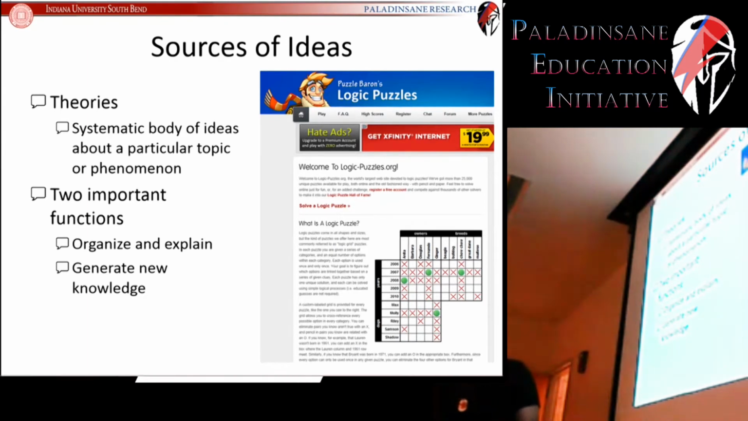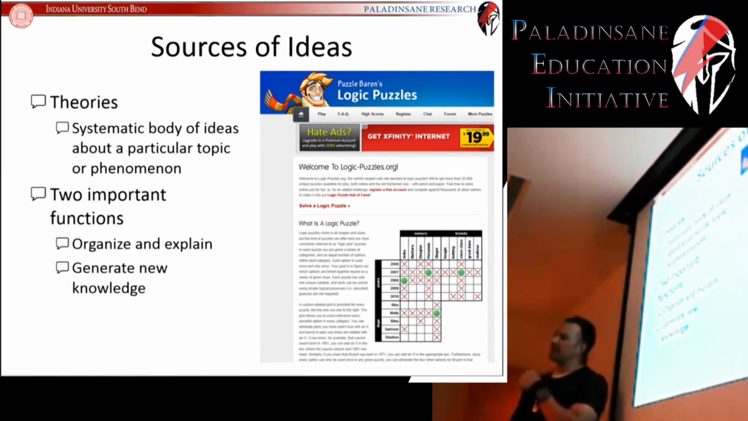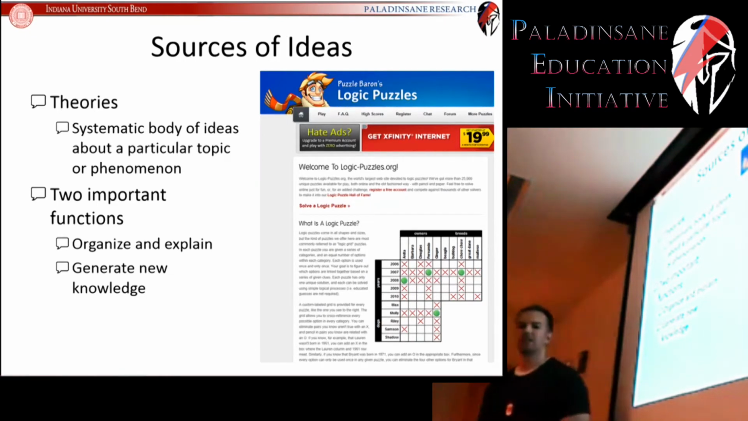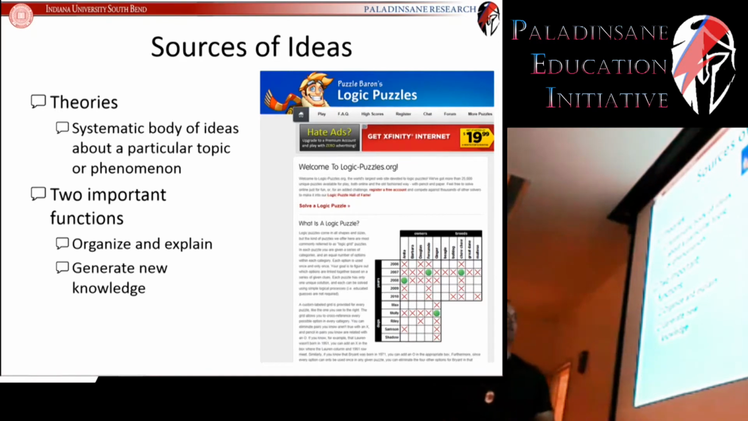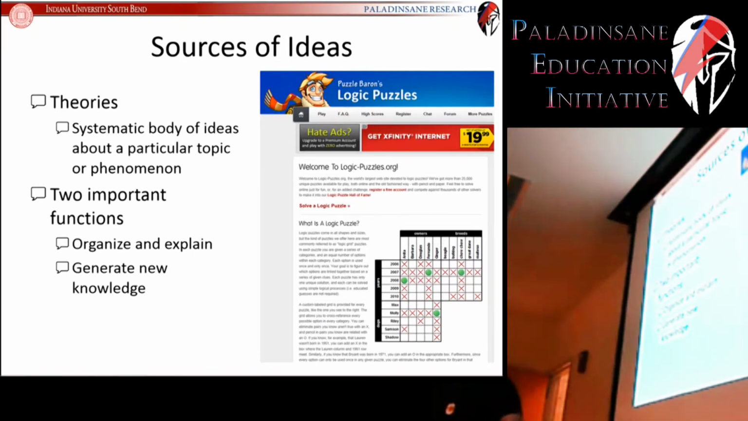So just like you could use the theories or the information in these logic puzzles to deduce things that were not explicitly stated in the list of information, you can do the same thing with theories in the real world. And again, that's why we're practicing these so extensively.